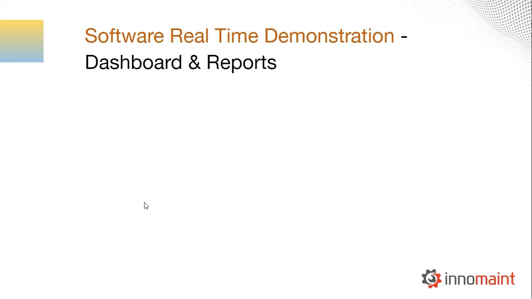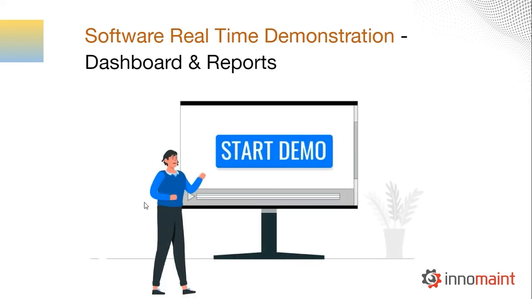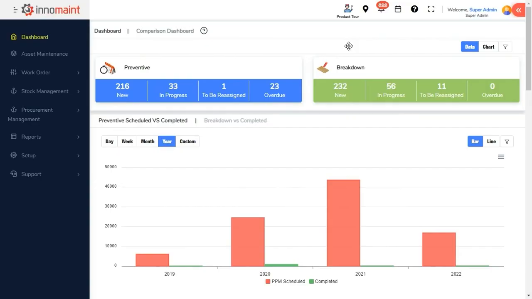So let us see the software real time demonstration and the dashboard and reports. So once you receive the login credentials, the username and the password, the first page you will be landing into is the dashboard page, which gives you the comprehensive information of the transactional data, where you can see the work order status of the planned preventive maintenance as well as the breakdown.